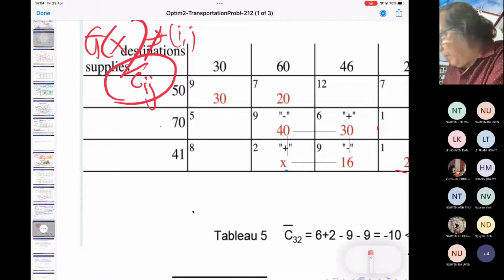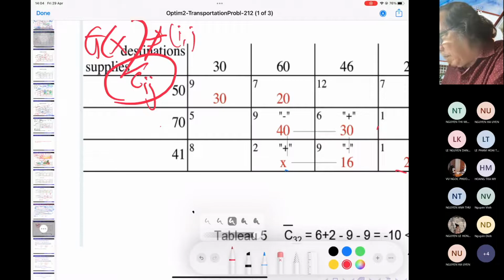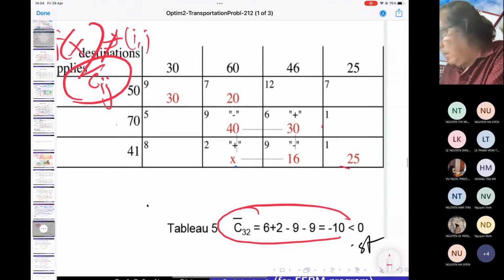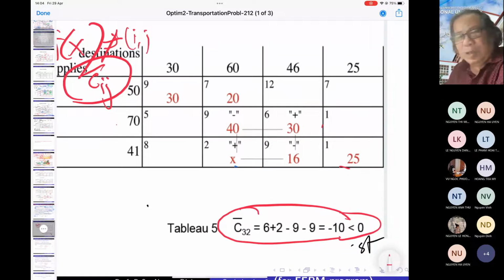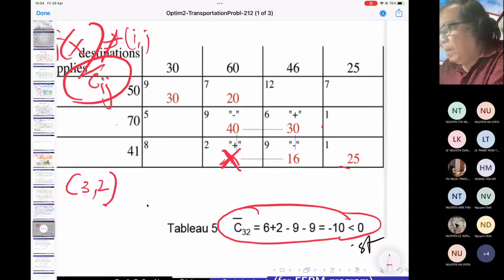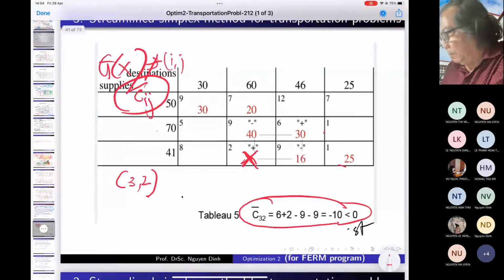You remember the reduced cost we found last time, like this, here. It is minus 10, and it is negative. The reduced cost is here, so the cell we consider is 3, 2.